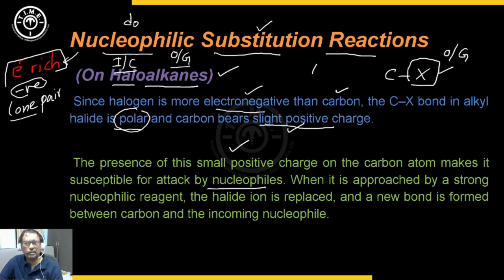And the incoming nucleophile, which we can symbolize as Nu, is going to attack this carbon and the X is going to go out, right? So the halogen, that is a halide ion, is being replaced. A new bond is formed between the carbon and the nucleophile. Clear? So when a nucleophile attacks this carbon, the halogen, which is the outgoing nucleophile, is going to go. The incoming nucleophile could be OH minus, it could be CN minus, it could be NO2 minus. Any nucleophile is going to replace the halogen.